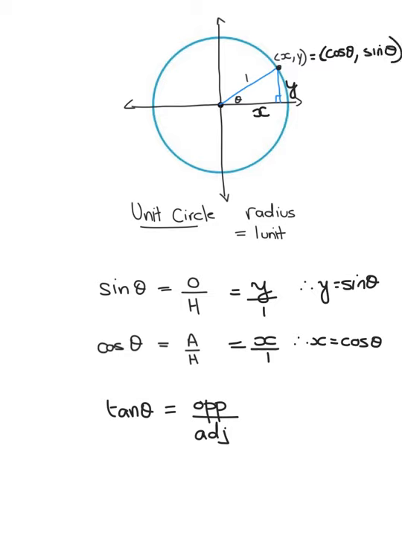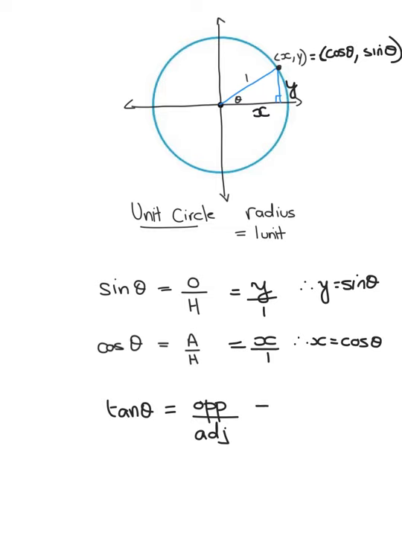Okay? Hopefully you're happy with that. That point, instead of just writing it as x, y, because I've proved that y is equal to sine theta and x is equal to cos theta, I can write that point as cos theta, sine theta.